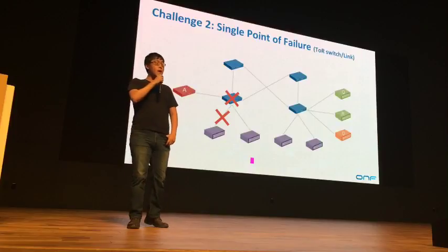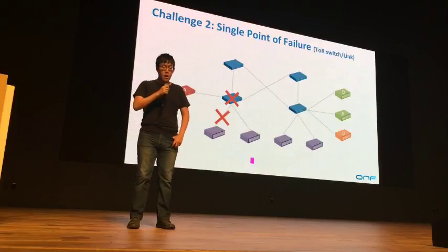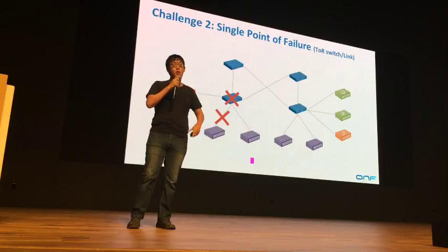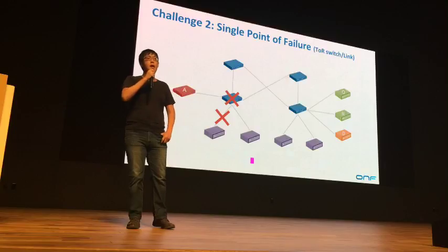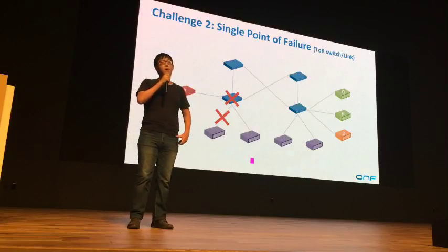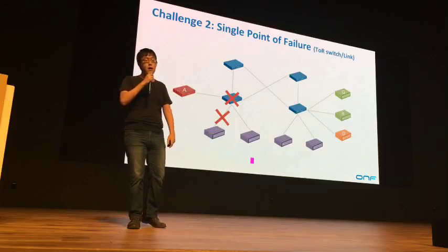The second challenge I would like to talk about is the single point of failure problem. The leaf-spine topology already provides us redundancy between leaves and spines. We have multiple paths we can choose to go from one leaf to another leaf. But we still have this problem. We only have one single top-of-rack switch, and what happens if the switch goes down, or the link from the host to the switch goes down? Then this host will lose all connectivity, and there is no way to recover.